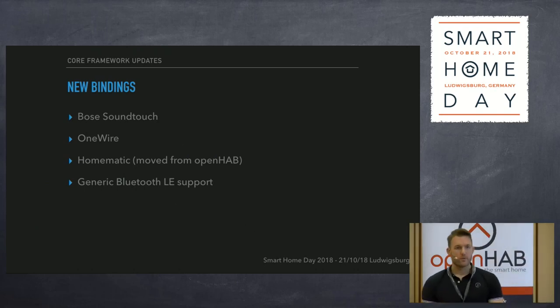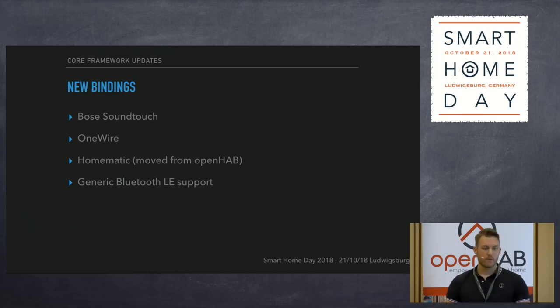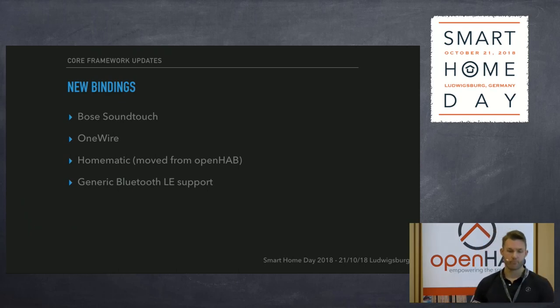Okay, so I want to start with an update on new bindings. We have some new bindings which are directly available in Eclipse Smart Home. The first one is Bose SoundTouch. Then we have OneWire, which is a completely new binding. And if you are on Eclipse Smart Home and openHAB 2, you can now have native support for OneWire.